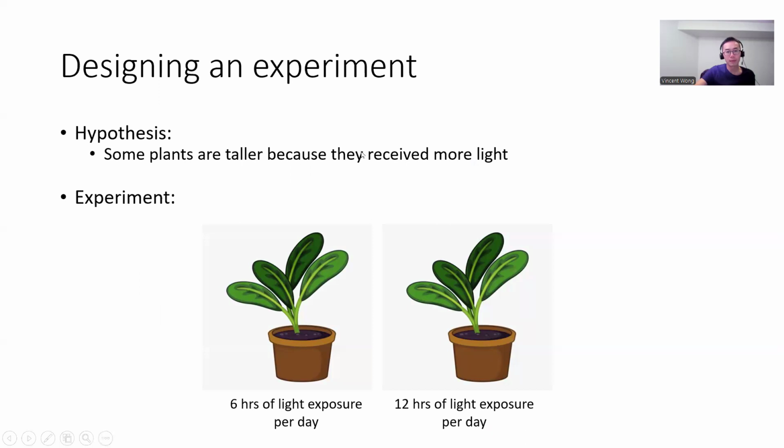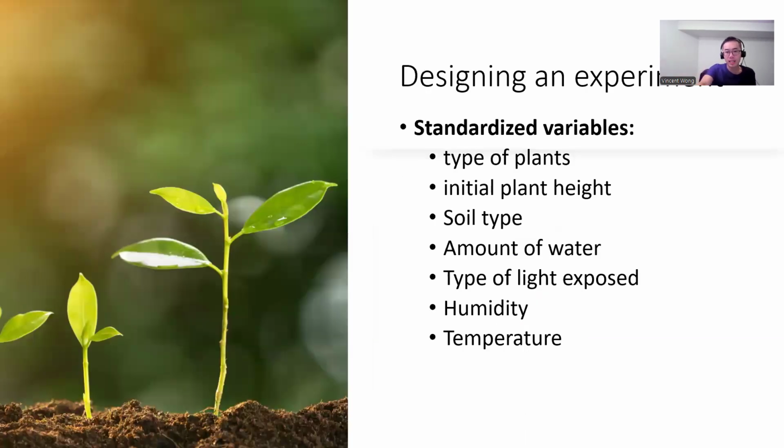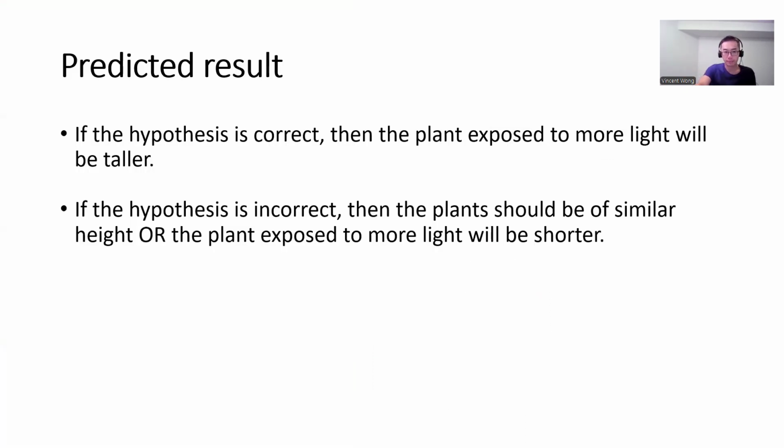So we have the hypothesis, the experiment, right? We would have the 6 hours of sunlight exposure per day. This would be the control, standard amount of sunlight. And then this would be the treated group, right? Extra sunlight. You see the two plants are the same. We already listed a bunch of standardized variables here. Initial plant height is also important. Some plants grow really fast at the beginning and then they slow down at the end, right? So you want them to be at the same height to start with.